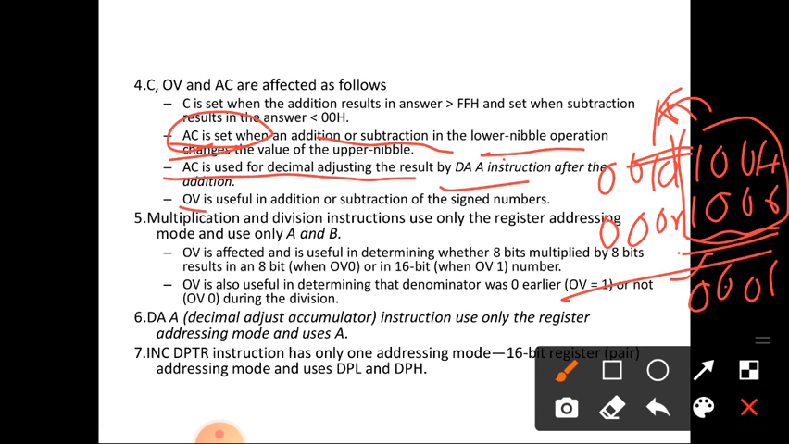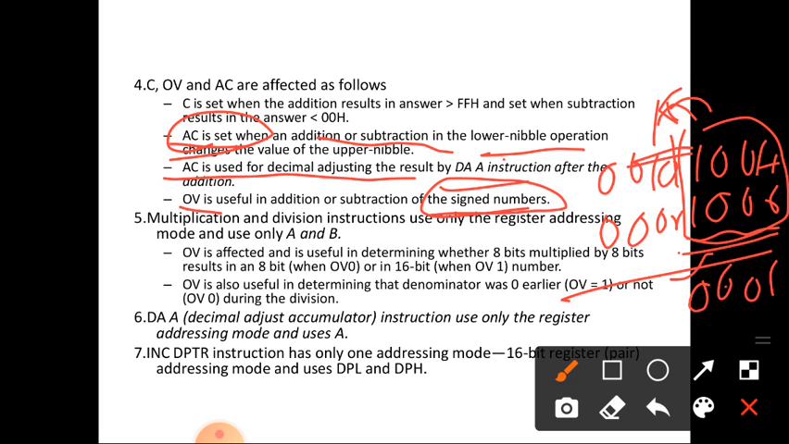So next one is the overflow flag. It is useful in addition and subtraction of signed numbers. That is very important. It is mainly used for signed numbers. When overflow occurs during an addition or a subtraction operation, then the overflow flag will be set.